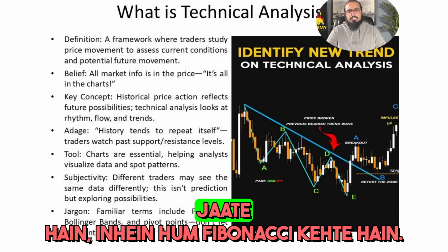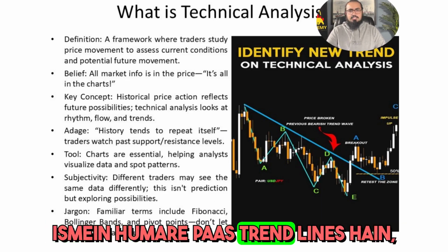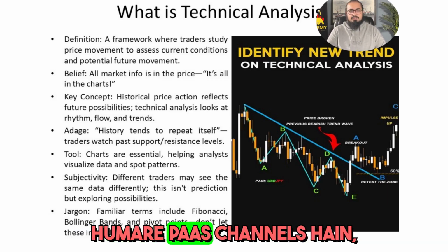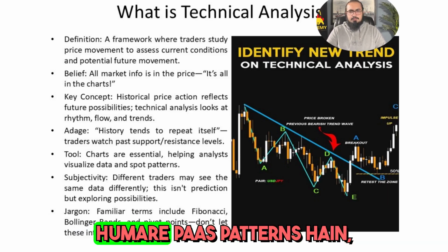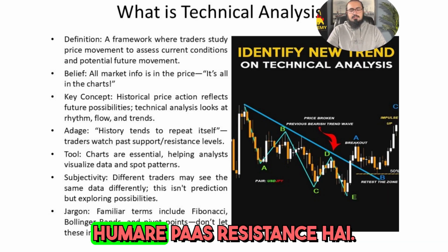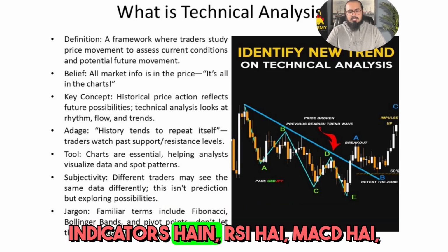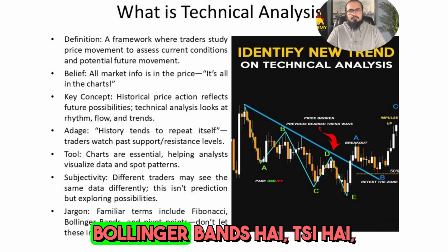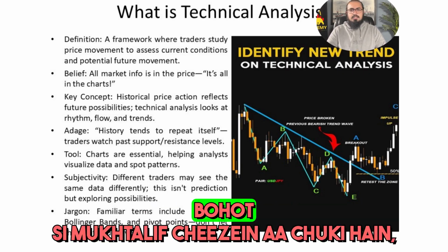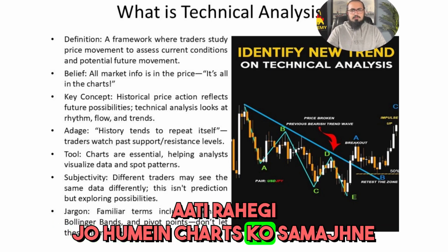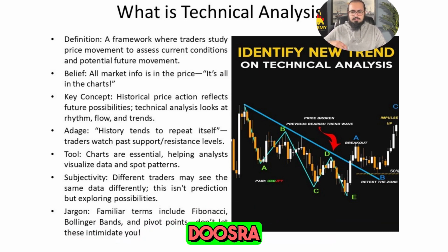Now, tools are used to understand the charts. We call them Fibonacci. In that, we have trend lines, we have channels, we have patterns, we have support, we have resistance. All these things, we have indicators. RSI, MACD, Bollinger Bands, and many different things have come. You will keep getting them. It helps in understanding charts.